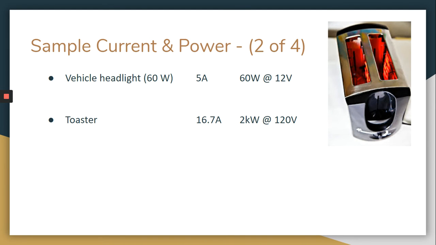A toaster. These use about 16.7 amps, each model varies a little bit. And since these again run straight off an outlet, no adapter, it takes that 120 volts. So 120 volts times 16.7 gives us 2 kilowatts or 2,000 watts. And this is why if you have a toaster plugged in and something else on the same circuit, it can trip that circuit breaker pretty easily because it's using a lot of power.